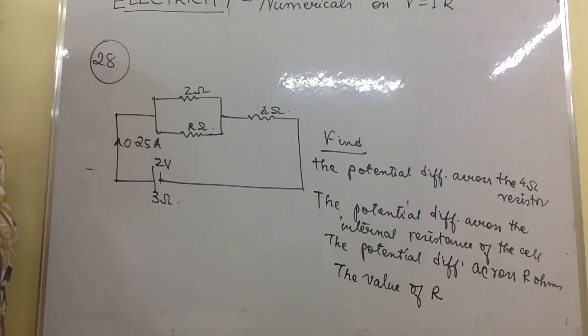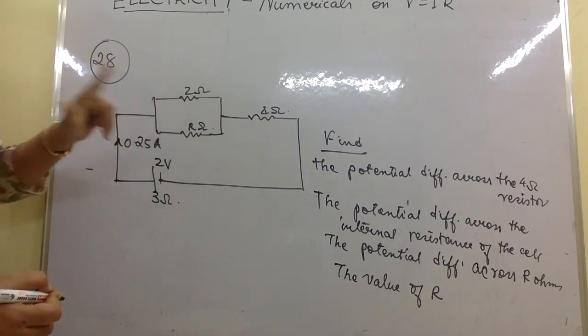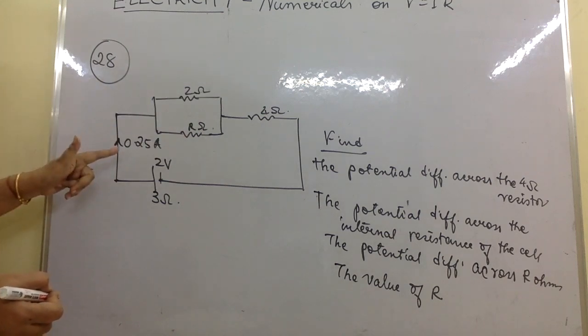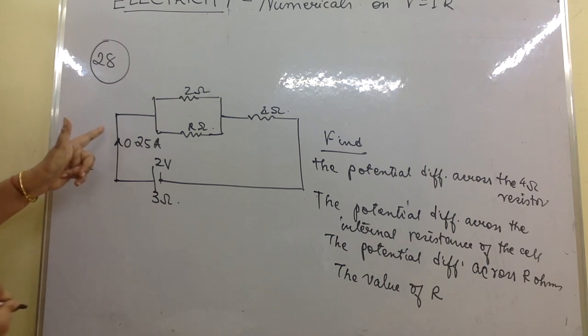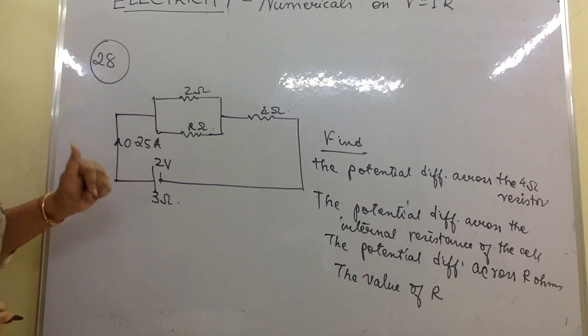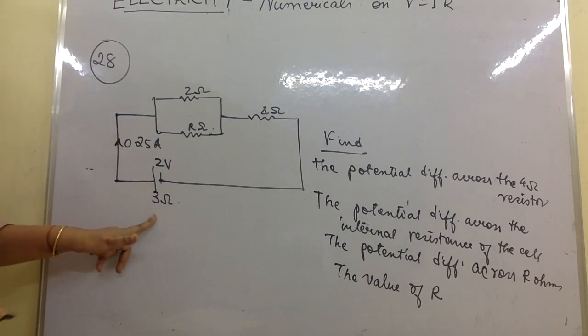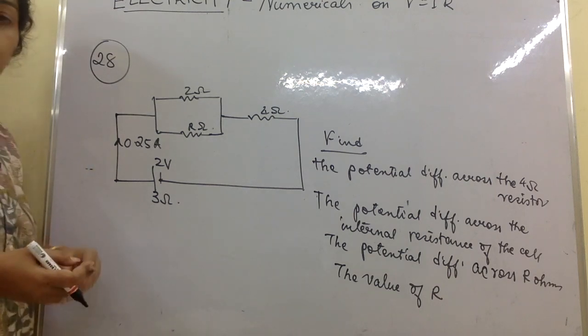Okay. Now here is a question. They have given 2 ohms and R ohms in parallel, connected in series with 4 ohms. The current flowing through the circuit, the main current, is 0.25 amperes, with a 2 volts battery, and this is the internal resistance of the cell. Now what is the internal resistance of the cell?